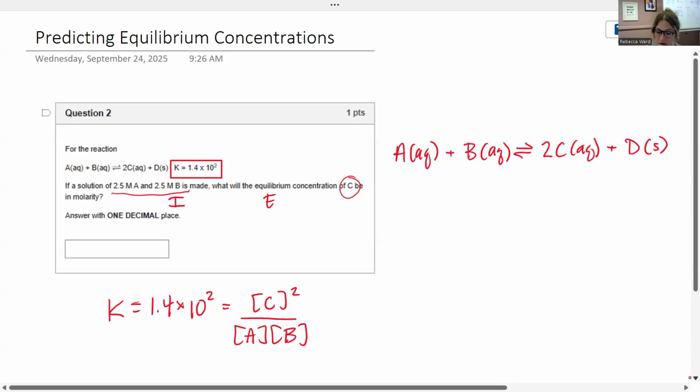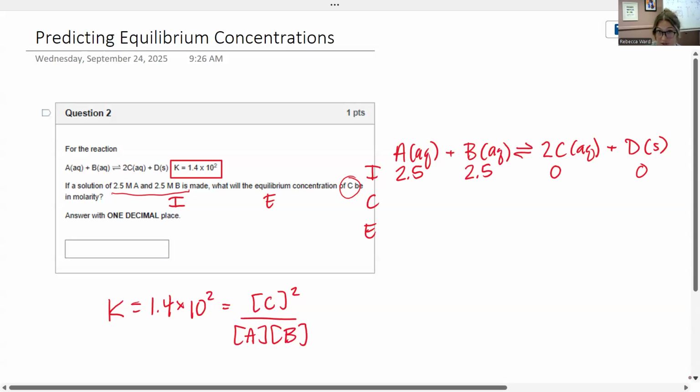All right. So what do we know? Let's write down what we know. This is 2.5 and this is 2.5. These are both 0 to start with. Again, this is like an NA. I know I'm going to make some of it, and so we can acknowledge that in our ice table, but again, it's not a concentration, so I don't include it into my K expression.